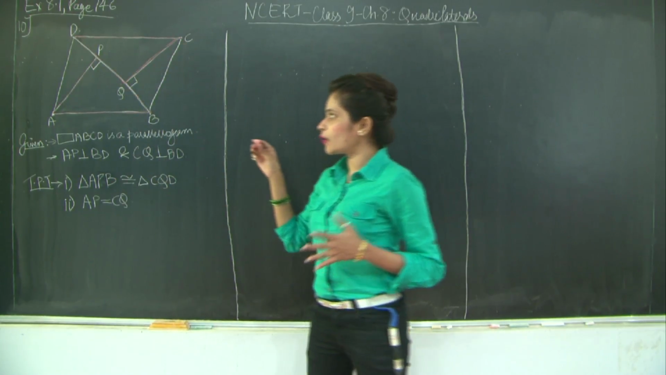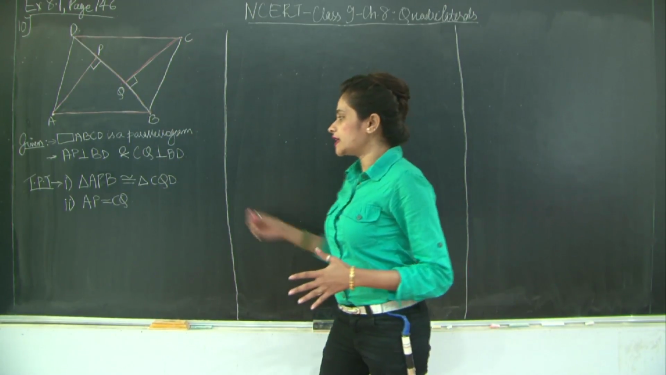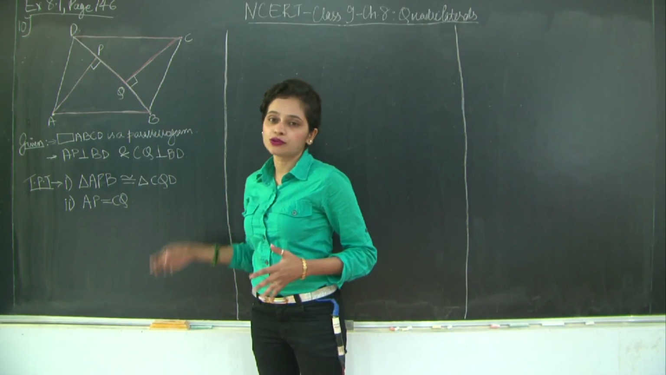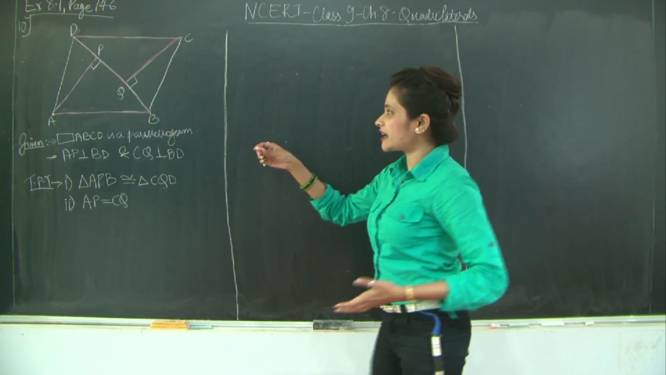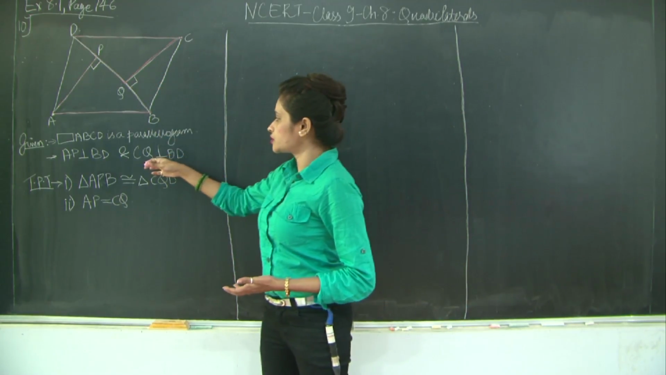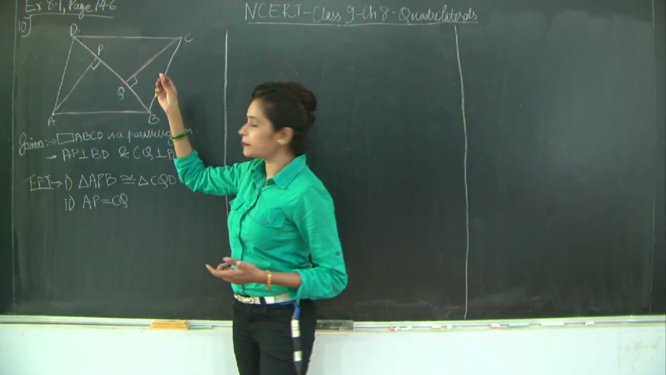So, if you notice that once we prove the two triangles congruent, we can easily say that AP is equal to CQ by corresponding pair of congruent triangles. It is a very simple diagram and you can just prove it so easily. Let us see what are the congruent parts quickly.